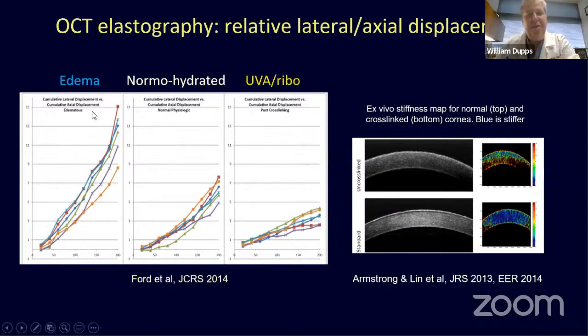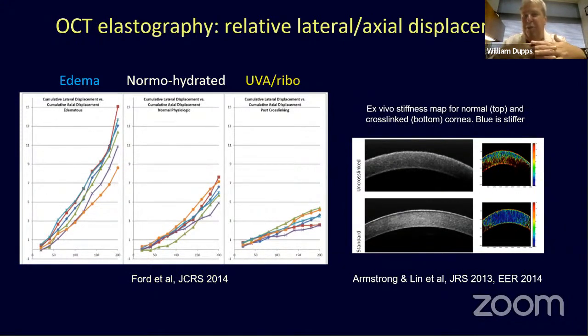And these are edematous eye bank corneas that actually have a large amount of lateral displacement. And then on the far right, the same corneas, after they've been dehydrated to normal thickness and then cross-linked with the standard Dresden protocol, you can see this progression to less and less lateral displacement. So cross-linking actually confers some resistance to lateral strain and probably shear as well. And this is important when we think about the mechanisms of keratoconus.